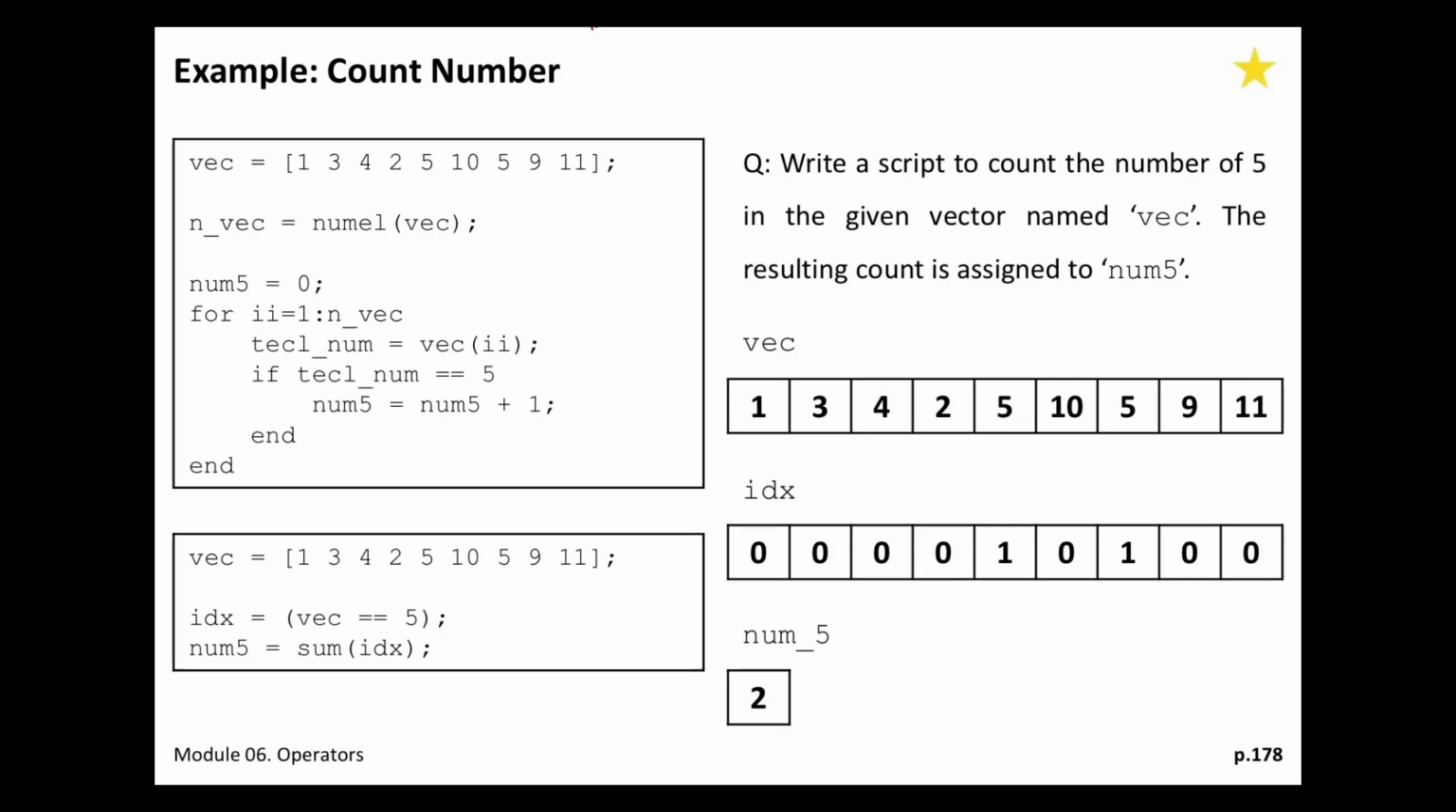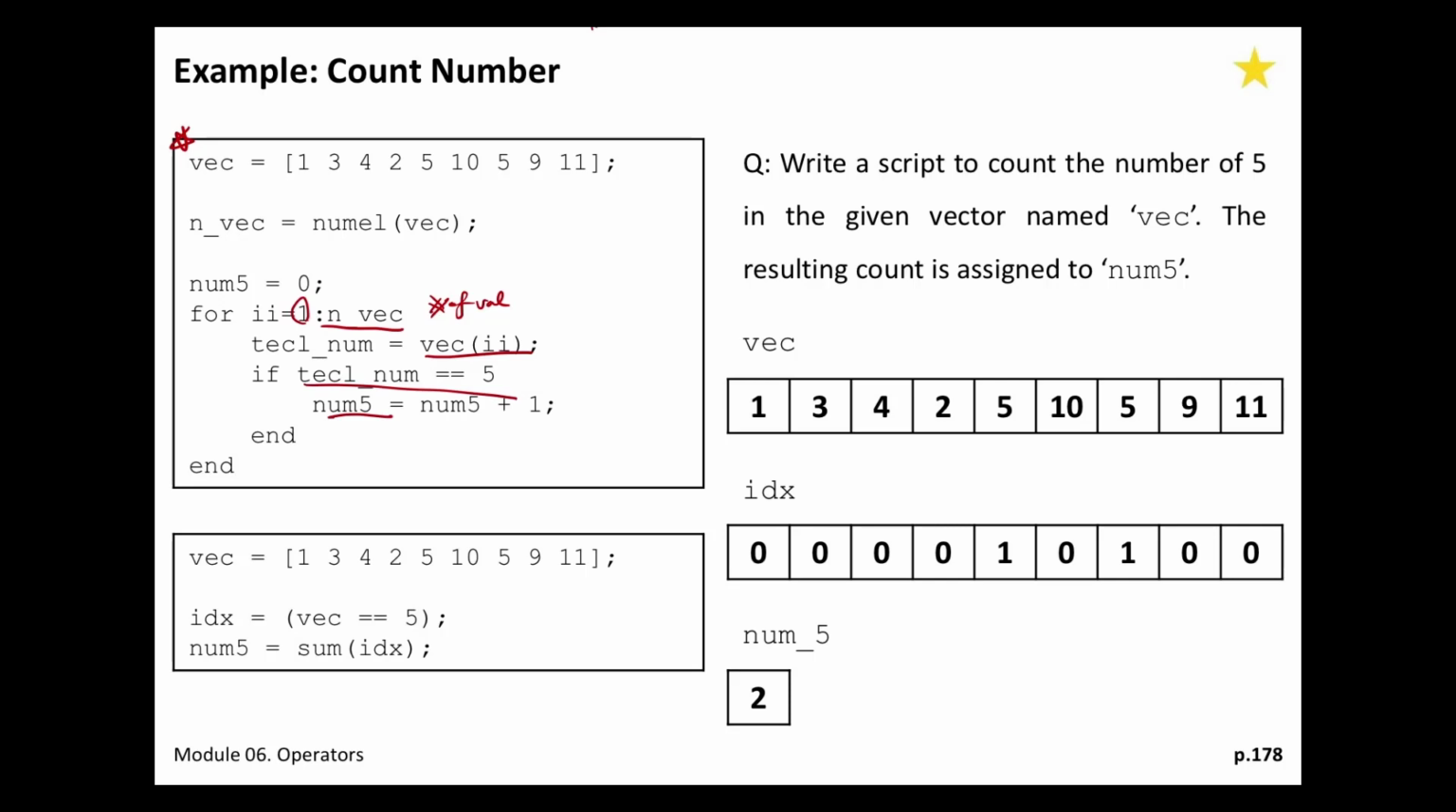Let's solve a comparable example. This question is to write a script to count the number of 5s in a vector. When you see these problems, you need to be prepared to write a script right away using a loop statement. Okay, this is the script using a loop statement. The loop range is 1 to the number of values, read the value, test if the value is a 5 or not. If yes, increase num by 1. Okay, can you get this?